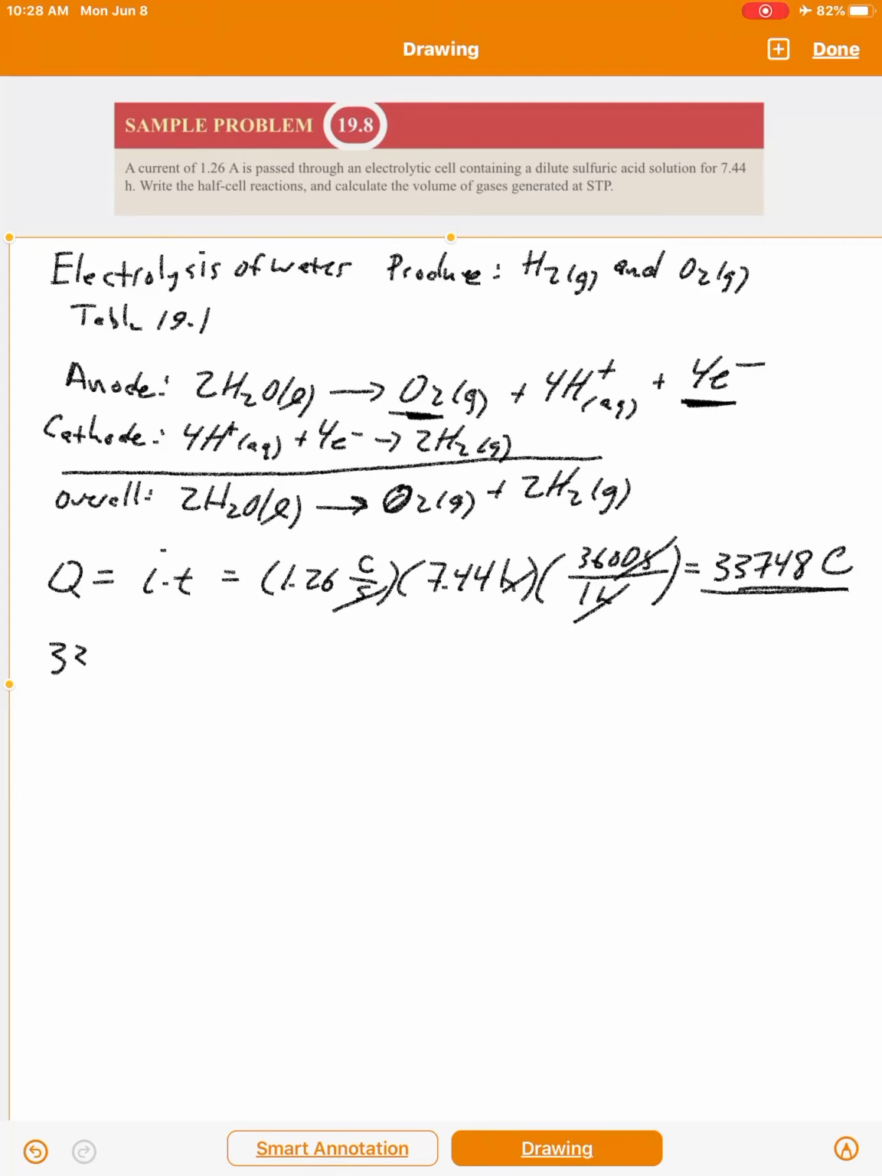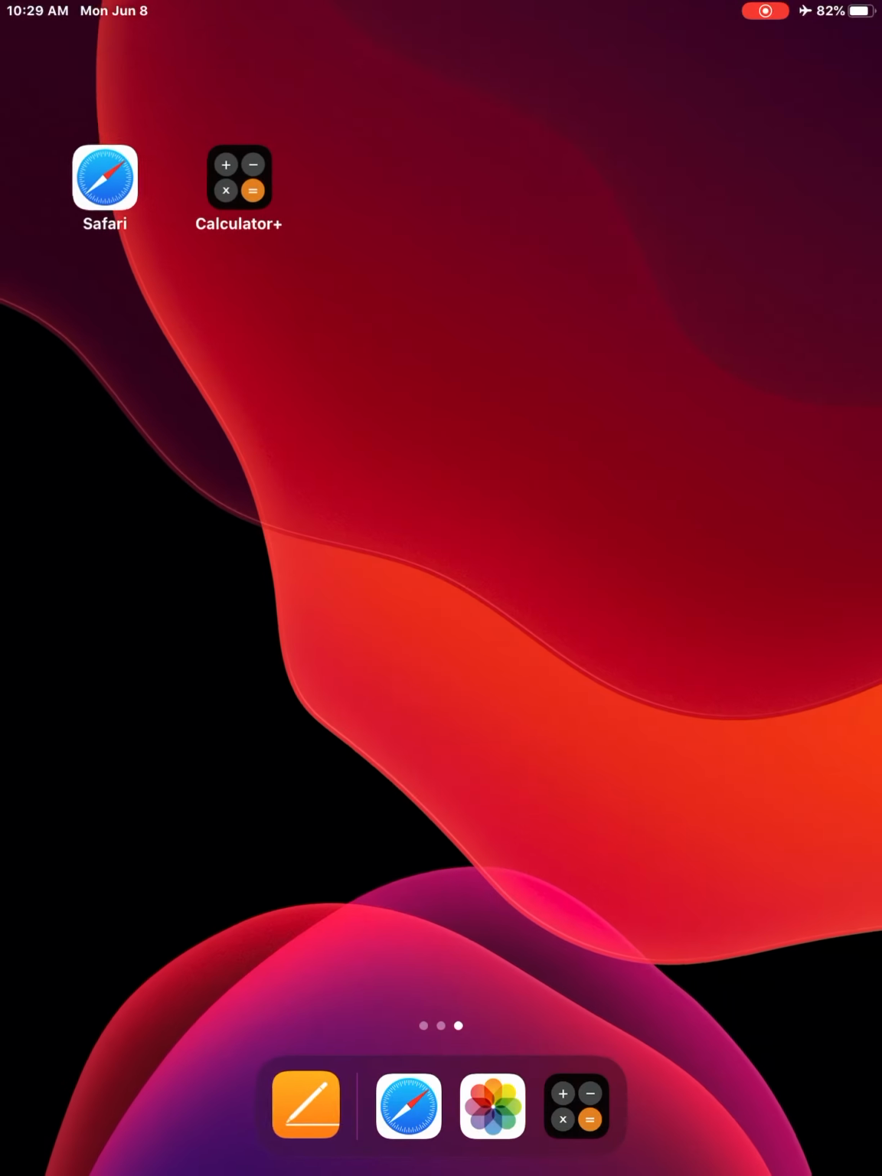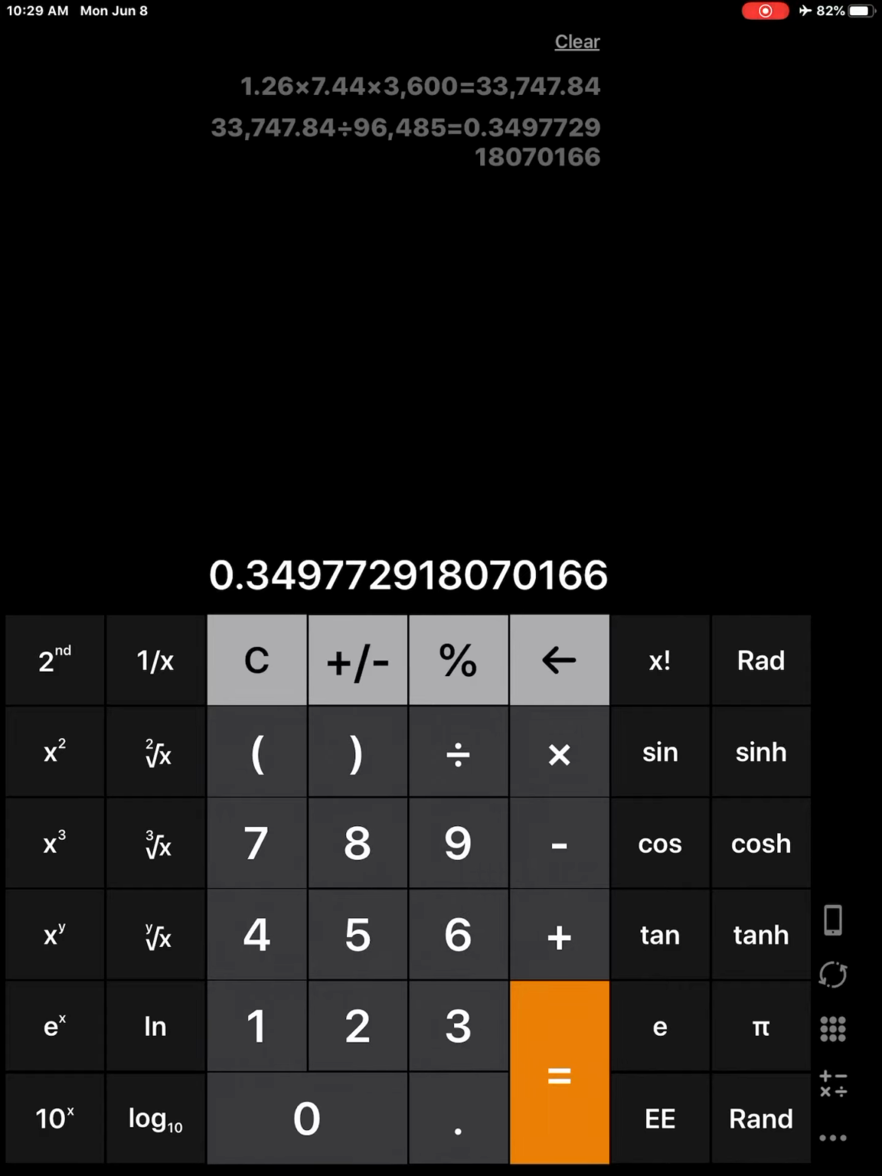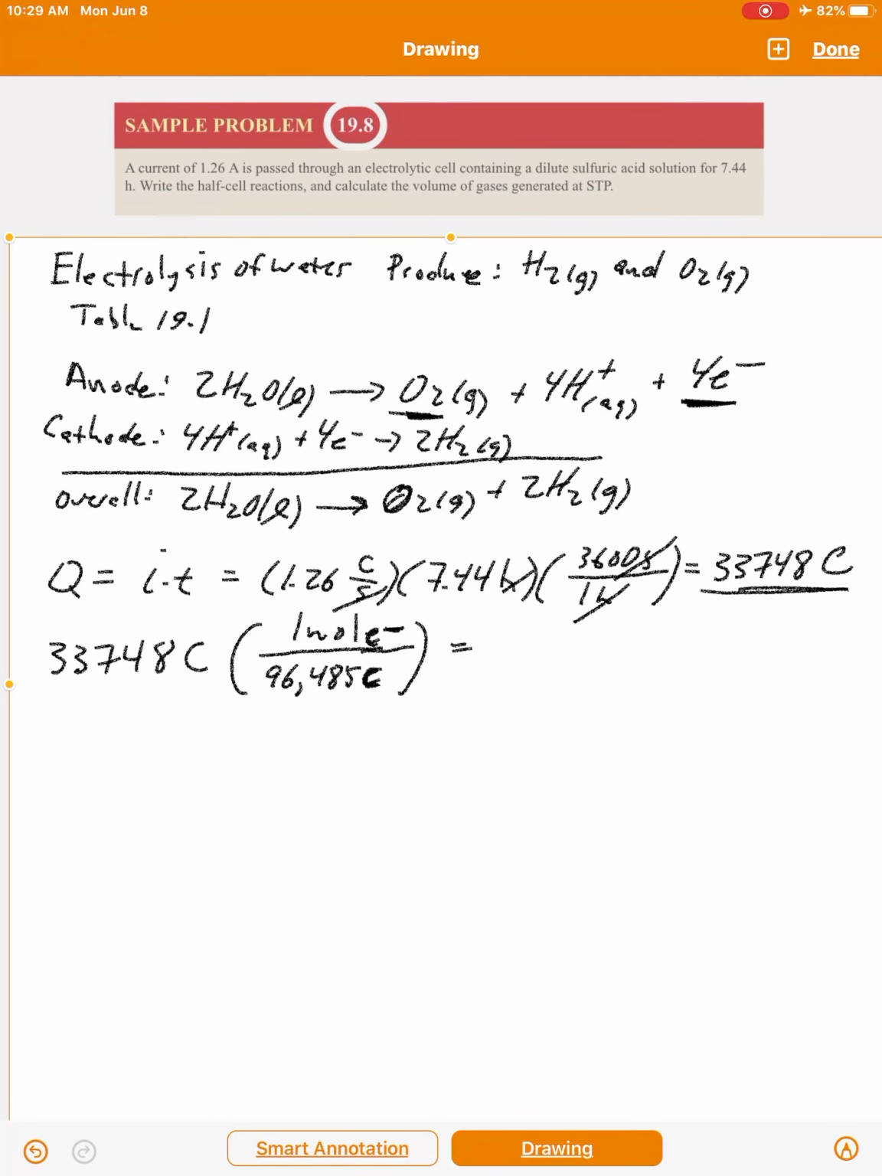So 33,748 coulombs. We divide by Faraday's constant. 1 mole of electrons is 96,485 coulombs. That's a C for coulombs. This is an e negative for electrons. So we're going to take our coulombs that we just calculated and divide that by a Faraday. So divided by 96,485, and you get 0.3498. Now we're in moles of electrons.